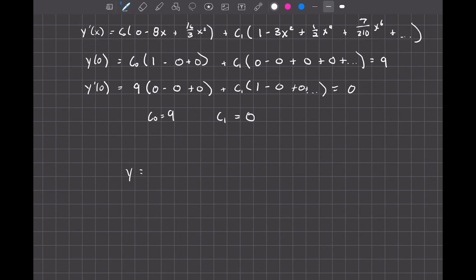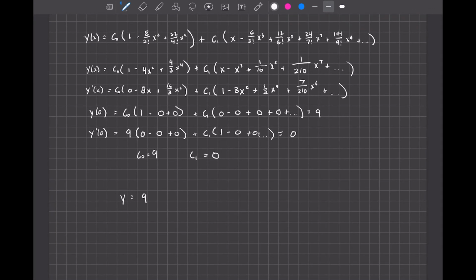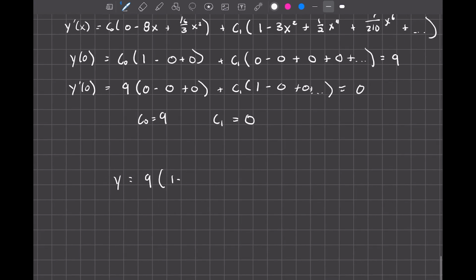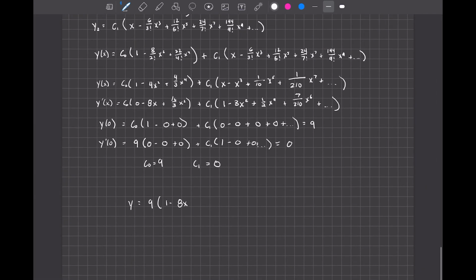So now if we plug it back into what we had before, we know c sub 0 is 9 and we know c sub 1 is 0, so everything in the c sub 1 side will turn to 0. So we just need 9 times 1 minus 4x squared plus 4/3 x to the power 4. And since it is not infinite, that is our solution.